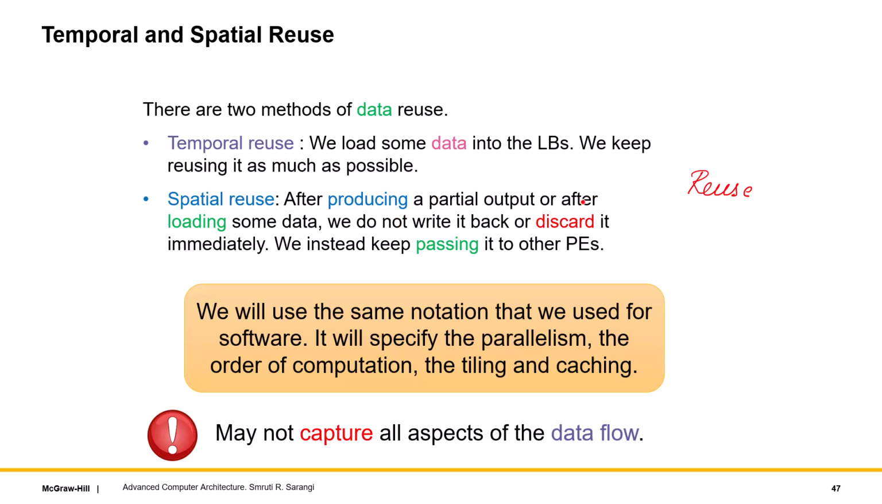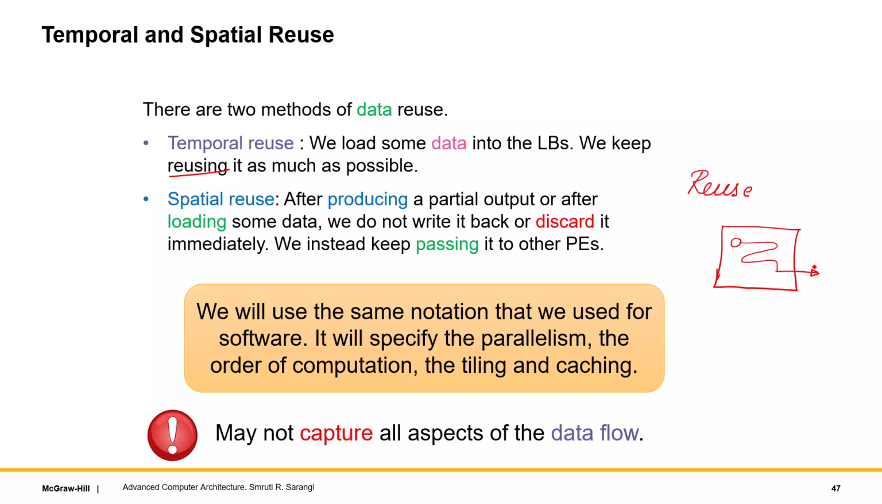Of course, as we have discussed, there could be two kinds of reuse. We could have temporal reuse, where because of stationarity we keep reusing the same data as much as possible. Then of course spatial reuse, which basically means that if we have computed something, we pass that partially computed value between different P's of the accelerator, and finally once it is fully computed we send it back.